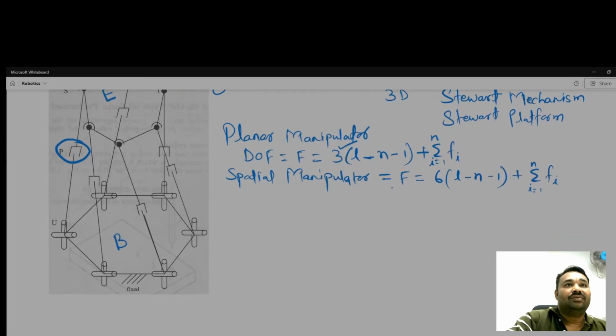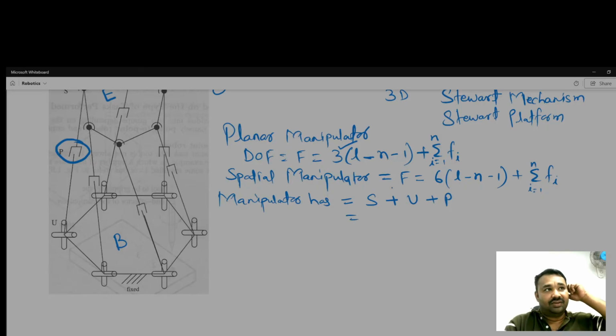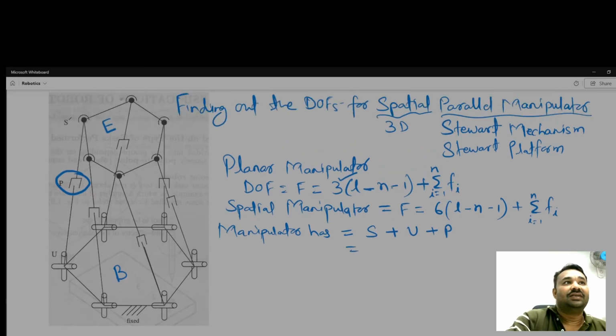So which kind of joints does our manipulator have? Spherical plus universal plus prismatic. And how many spherical? You can see here, just count, 6 spherical and 6 universal joints, plus 6 prismatic joints. So we got N equal to 18.